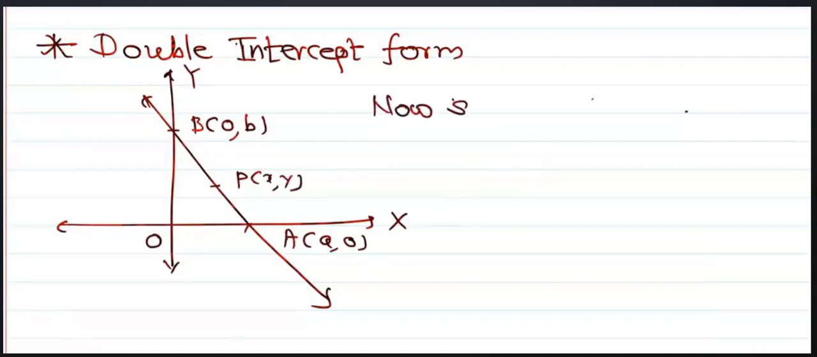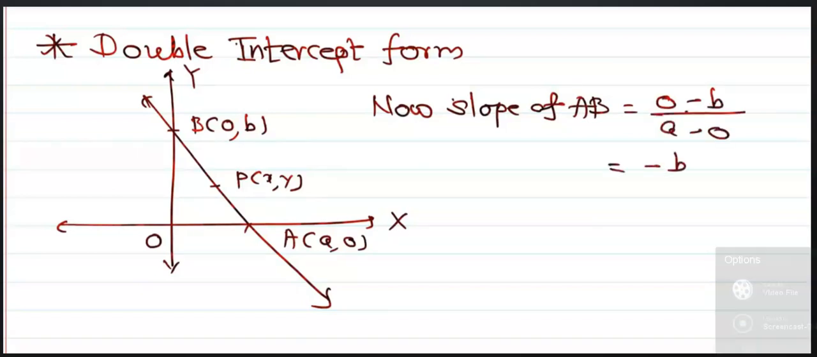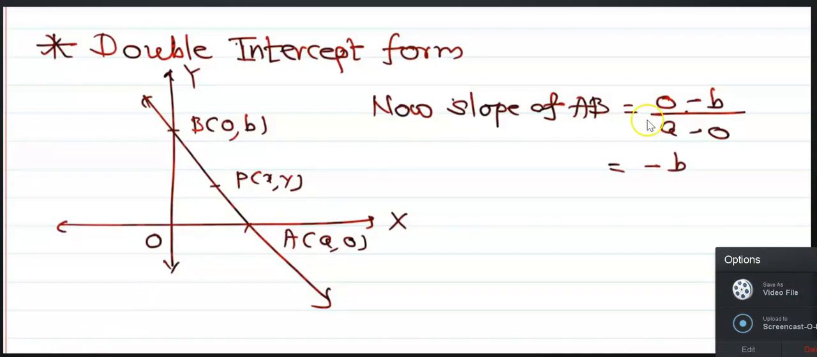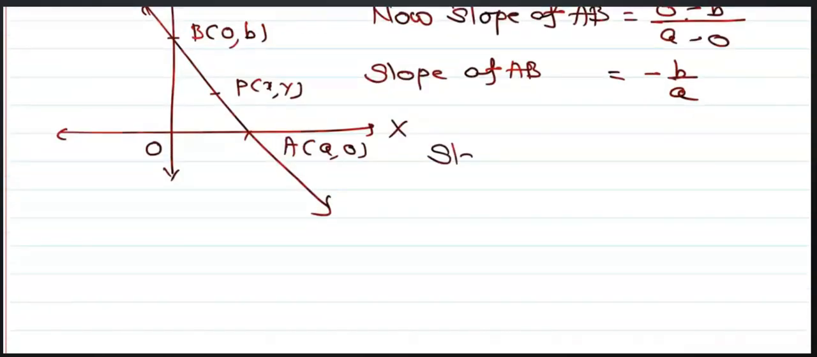Now see this here. Now the slope of AB. The slope of AB is nothing but (y1 minus y2) upon (x1 minus x2). That is (0 minus B) upon (A minus 0), the difference of y coordinates upon the difference of x coordinates. That is minus B upon A. This is the slope of the line AB, which is minus B upon A.